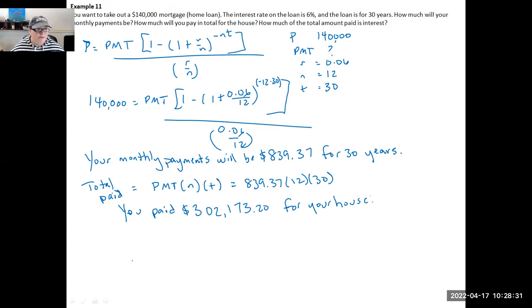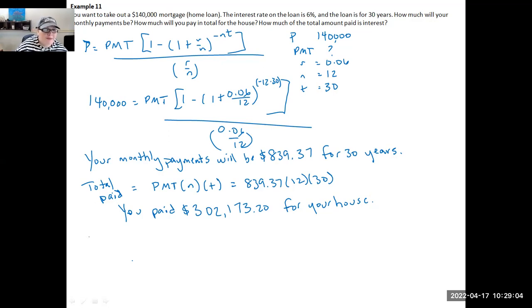But your original loan for your house was $140,000. Okay. Your original loan for your house, the amount that you took out in your loan, was $140,000. But you paid $302,173.20. So how much did the bank make off of you for letting you take that time to pay it off? Okay. So let's calculate that.